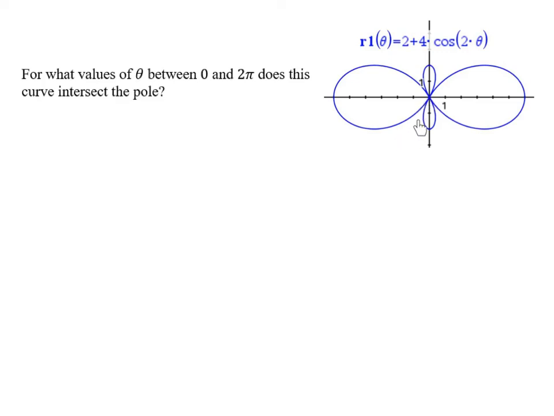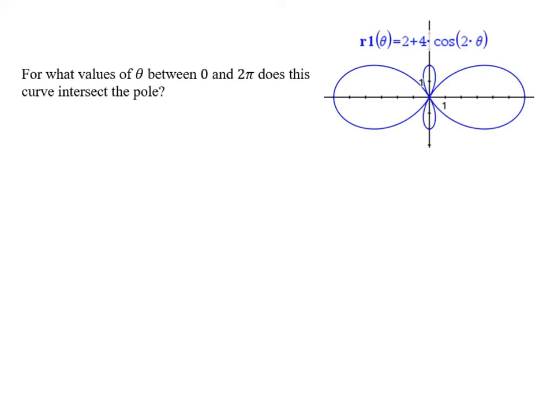It's very common for students to think it happens when theta is 0, but we can see very clearly in this one that when you plug 0 in, right, the cosine's 1, and we actually get 6 way out here. This is the point when theta is 0. So what are the values that would cause our graph to hit the pole?